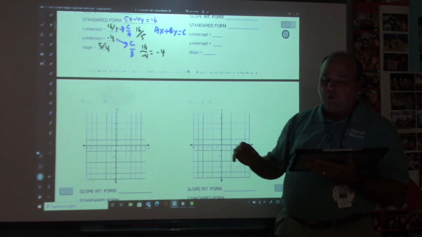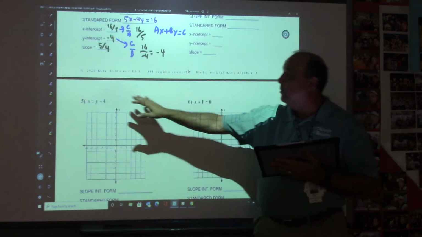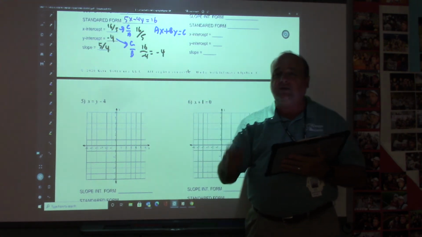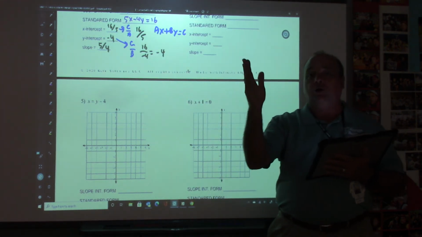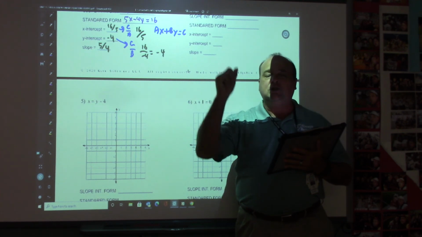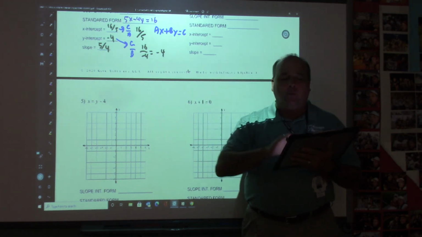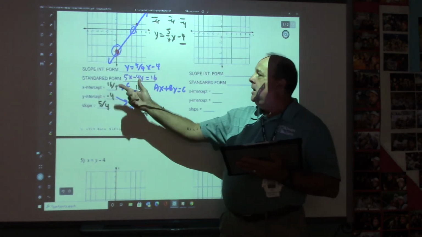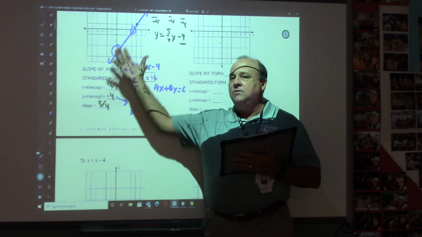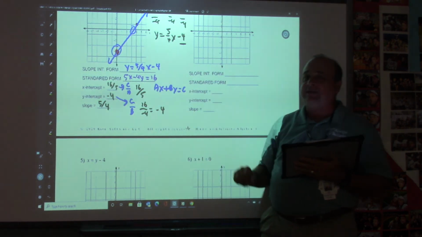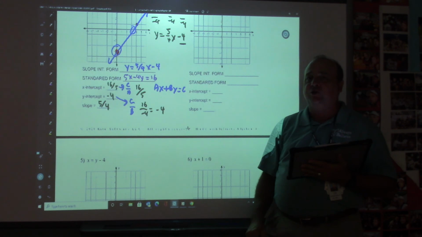So you just kind of put them, and these are already in standard up here, most of them, okay? So switch them to standard, x, y, and the number. Make sure your x is positive. Switch it to y-intercept and graph. Remember, what you're trying to get from that graph is the x-intercept, the y-intercept, and the slope, and you can do that with standard form. You can get both of your intercepts.